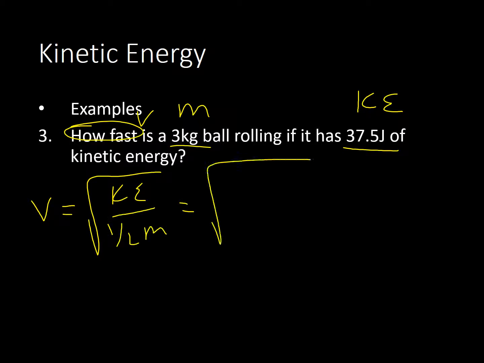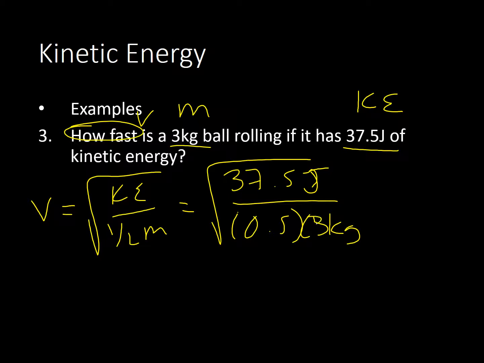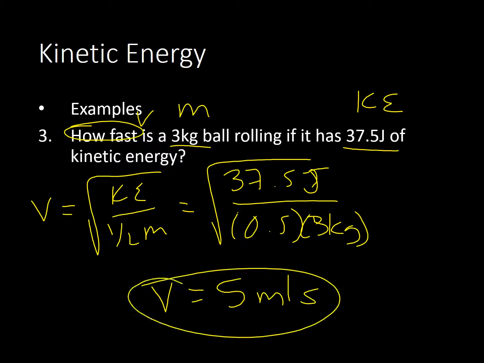So that's going to be the square root of 37.5 joules over 0.5 times 3 kilograms, or the square root of 37.5 joules over 1.5, or the square root of 25. And so v equals 5 meters per second. Okay, so 5 meters per second is the velocity.